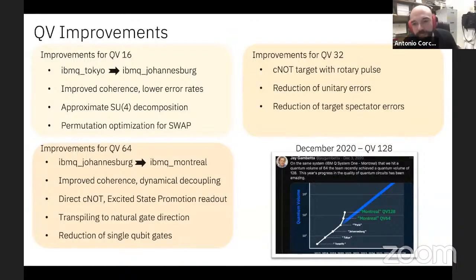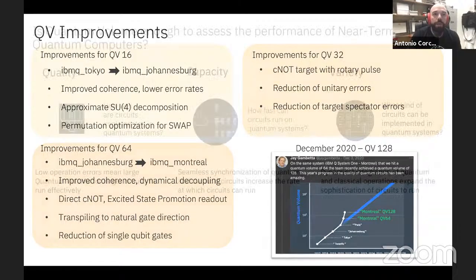And finally, this is our recent result just last December, where we reached quantum volume 128 in the same device where we had 64.